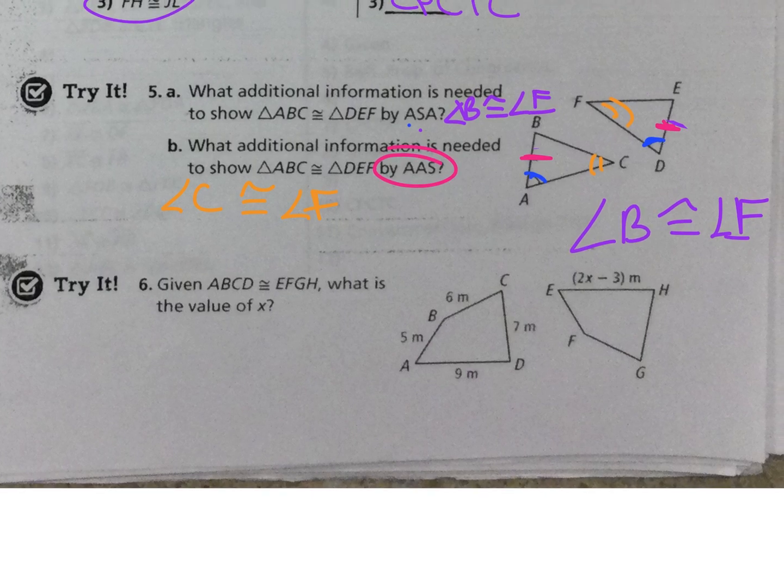Now, you're also going to have problems that look like this. Hey, I'm telling you, these two are congruent. So I would know that 2x minus 3 has to equal 9. And I would just solve for x.